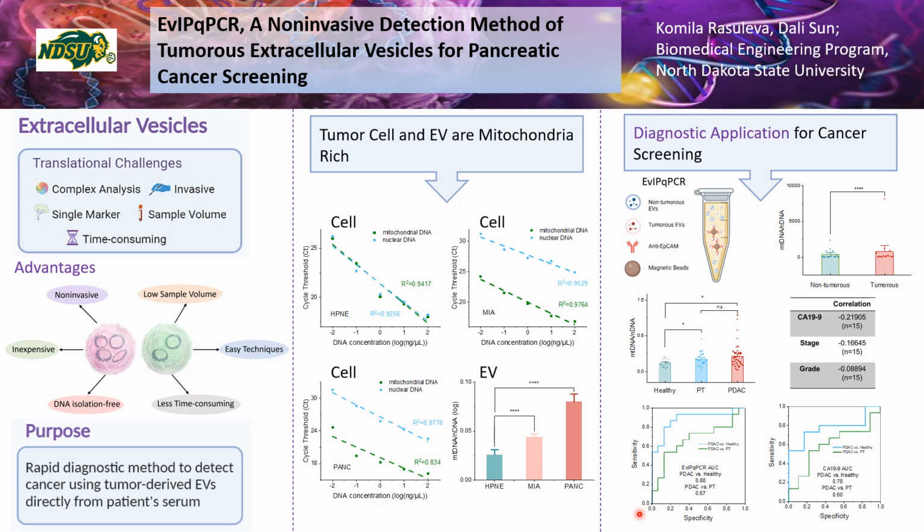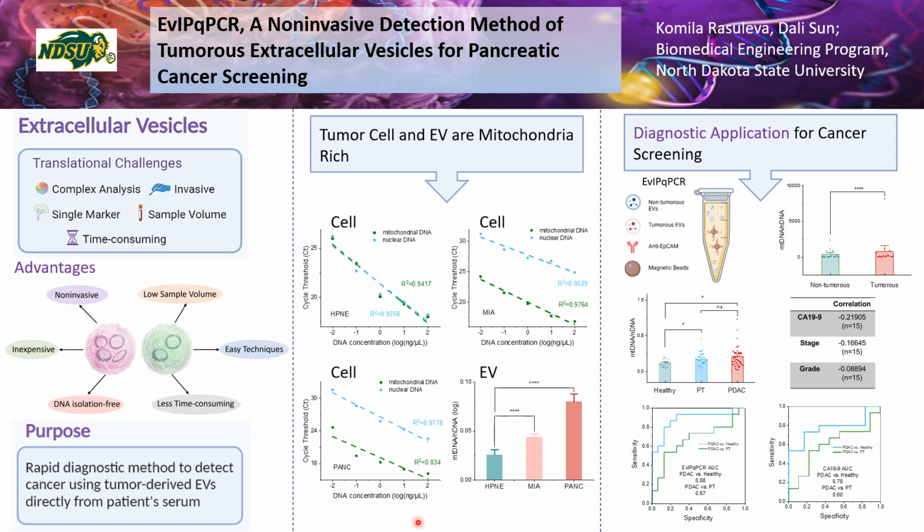The same procedure was later tested on the EV level, and it shows that the mitochondrial DNA to nucleus DNA ratio in MIA and PANC was highly significantly different compared to the HPNE, so it proves our hypothesis that tumor cells and EVs are mitochondria rich.